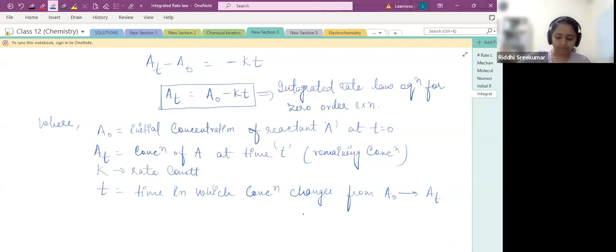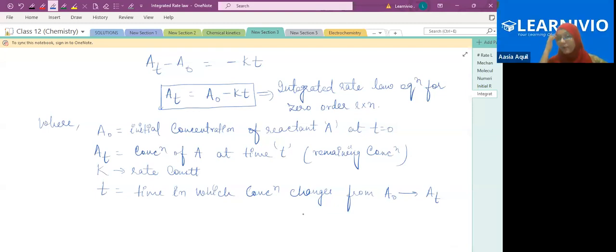So we will see the graph, and there is a special type of zero order kinetics we will see in the next class.